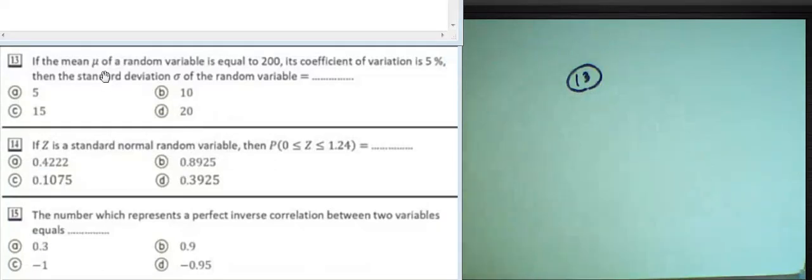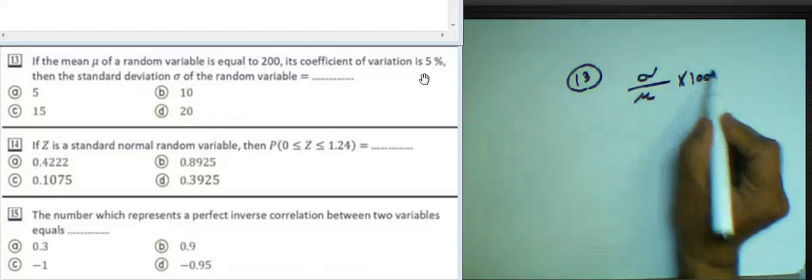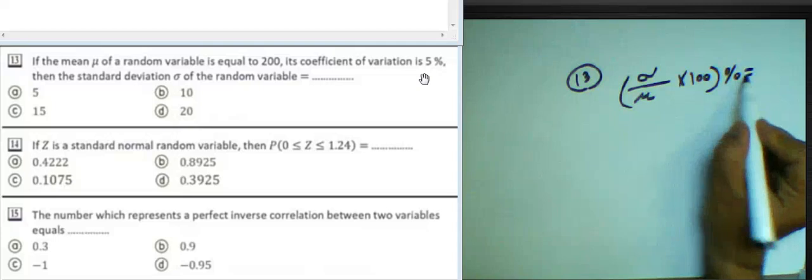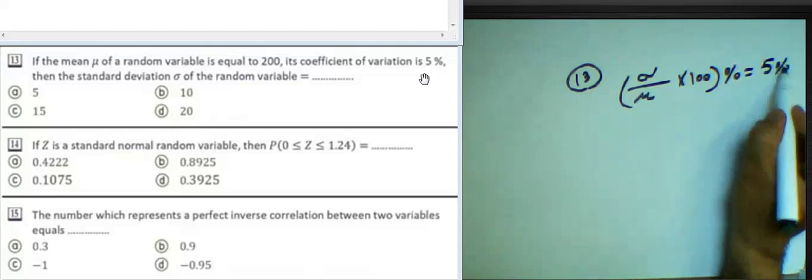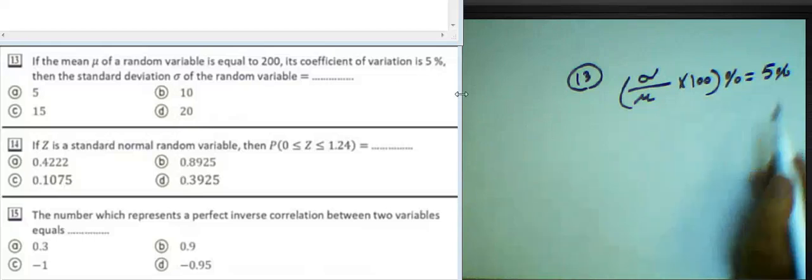Question 13. If the mean mu of a random variable is equal to 100, and its coefficient of variation is 5%, then the standard deviation sigma of the random variable equals what? He gives us the coefficient of variation, 5%. Okay, we know sigma over mu multiplied by 100 percent will be equal to 5%, as the coefficient of variation.